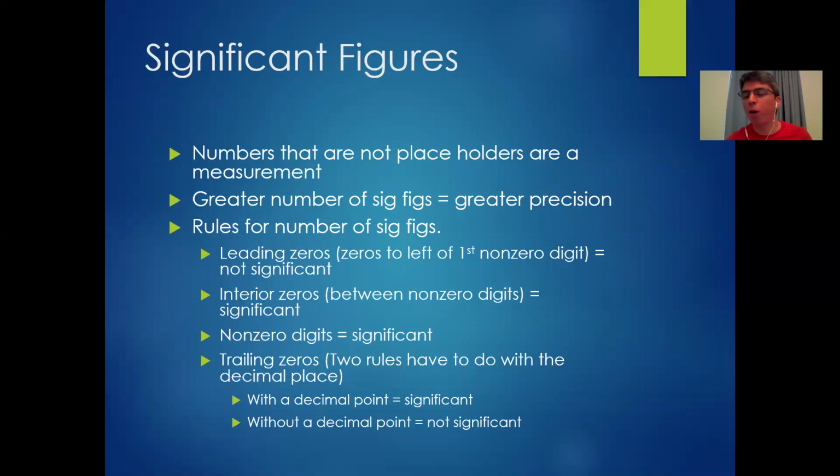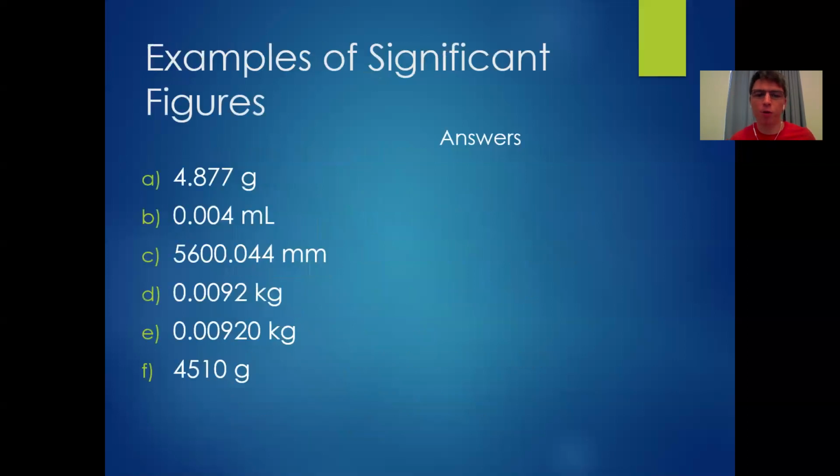Trailing zeros is, again, where things get messy. Anything after your last non-zero digit is a trailing zero. It's the opposite of leading zeros. However, their rules are if there is a decimal point, those trailing zeros are significant. If there is not a decimal point, the trailing zeros are not significant. It does not matter whether those zeros come before or after the decimal point. If there's a decimal point, those trailing zeros are significant. So let's go through some examples of that.